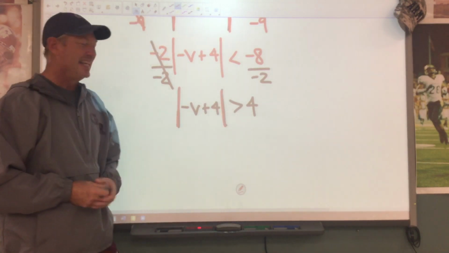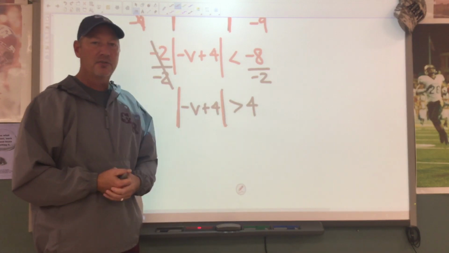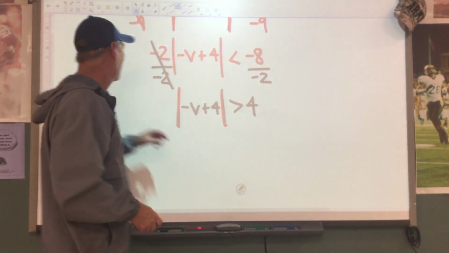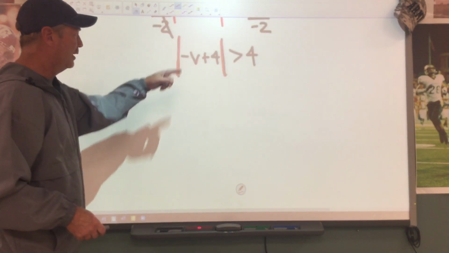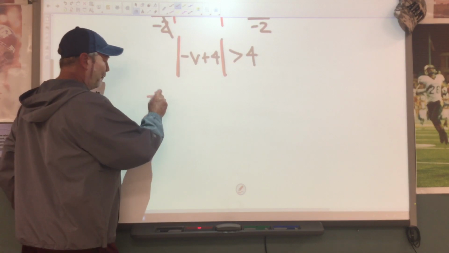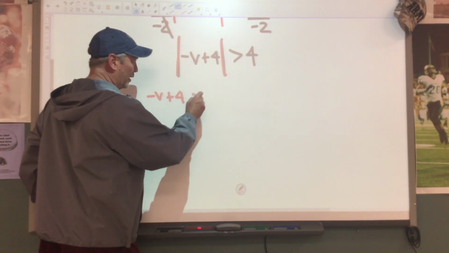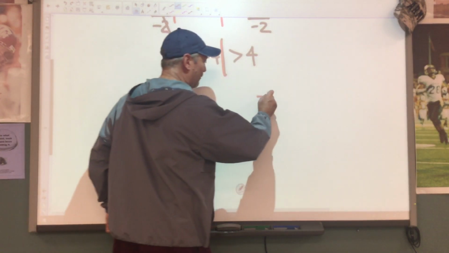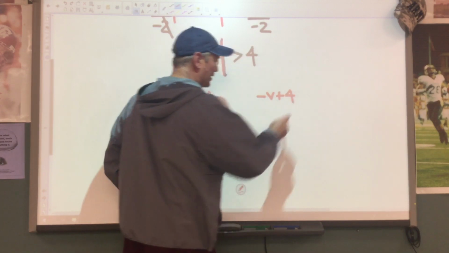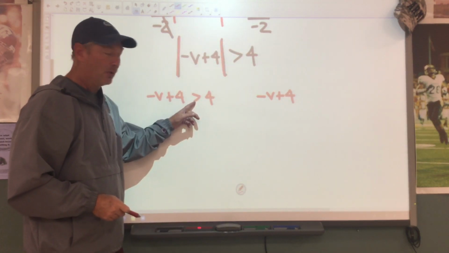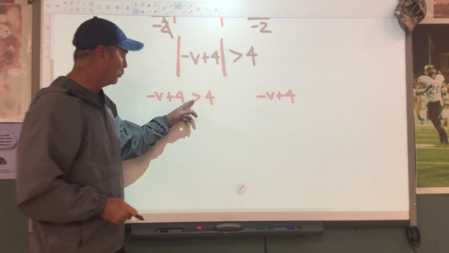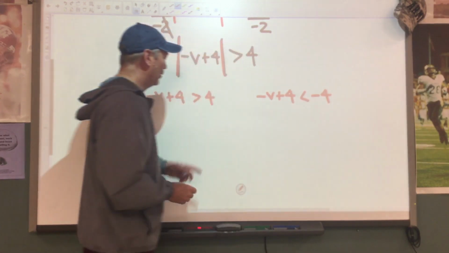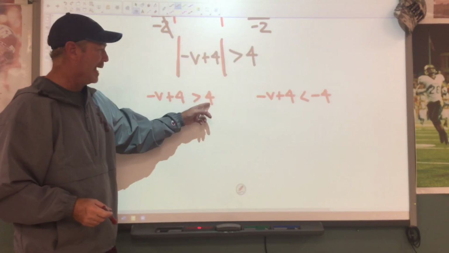I make a decision. Is this a workable problem? Because it's greater than 4, yes. So I have to work it 2 ways. The first way, we're going to say negative v plus 4 is greater than 4. The second time, we're going to say negative v plus 4, and we have to flip this symbol and take the opposite. It'll be less than, and then we're going to have a negative 4.